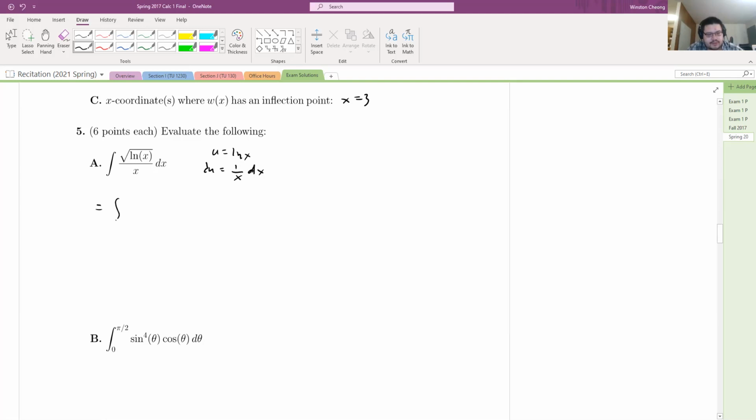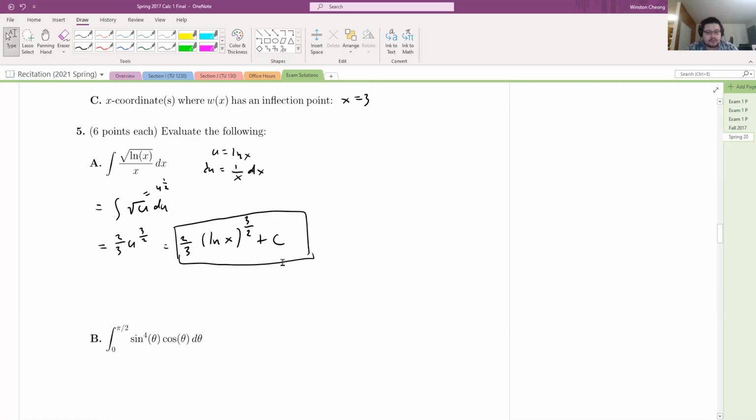So the replacement we will end up getting is the square root of u du, which I would then think of as u to the 1/2, and integrating it is going to give me u to the 3/2 times 2/3, and then we would back substitute this. So 2/3 ln of x raised to the 3/2 power, and then don't forget the plus c at the end. Maybe I'll box this as well. Okay.